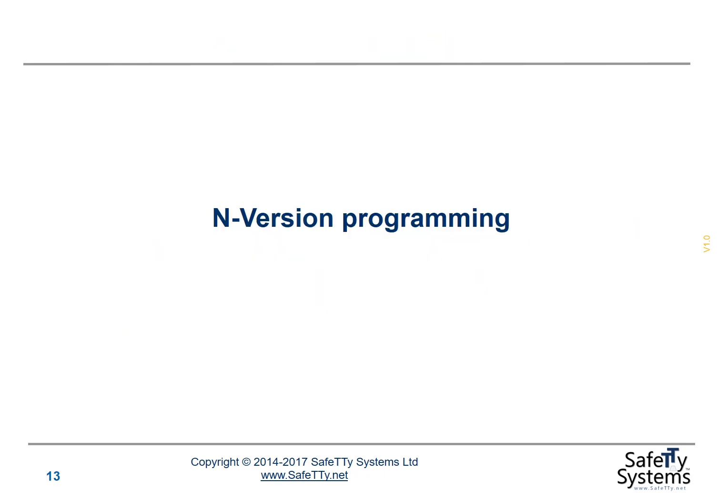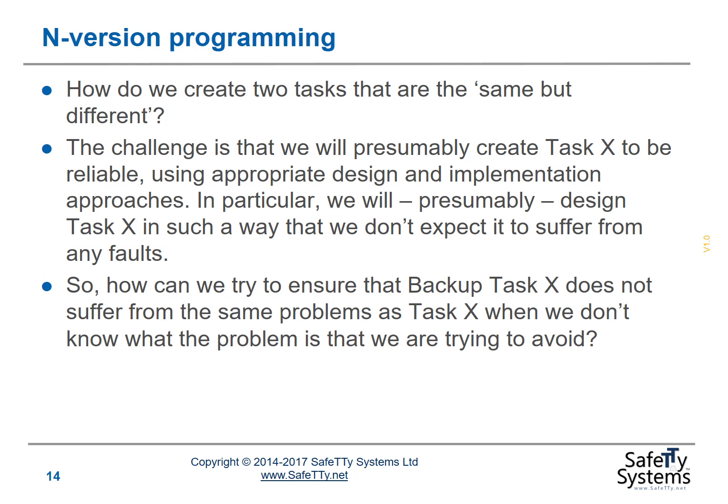A traditional way of producing two tasks that are different is to use n-version programming. This is still a source of confusion in my experience, and I want to talk briefly about what n-version programming is and why it doesn't generally work. So the question here is, how do we create two tasks that are the same but different?